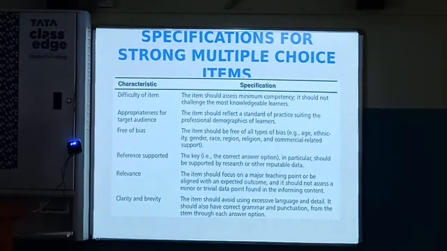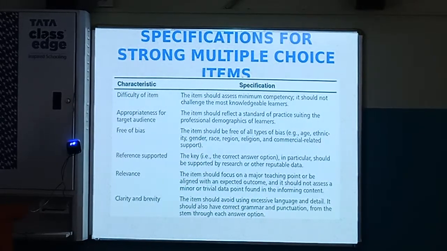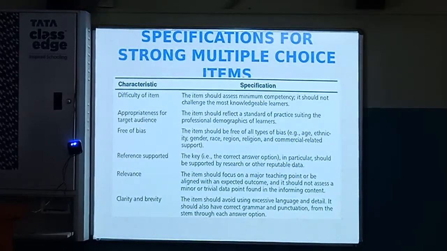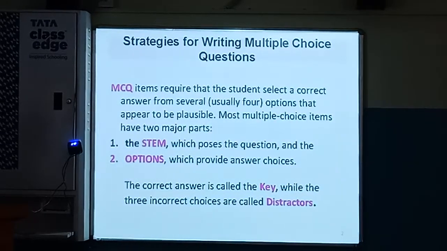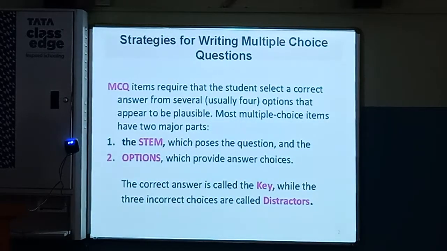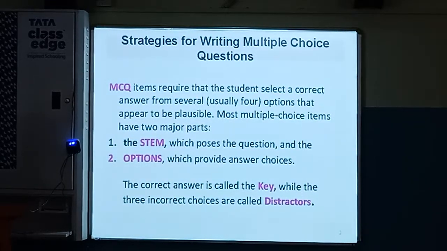Next, reference supported. When we are developing any question, we need to take some reference. We cannot simply put the question by ourselves. Then relevance. The test item must be relevant, and it must have clarity. It must be very clear. There must be no grammatical or punctuation error. Now, we have already seen what the stem and options are. The stem poses the question, and the options provide answer choices. The correct answer is called the key, while the three incorrect choices are called distractors.